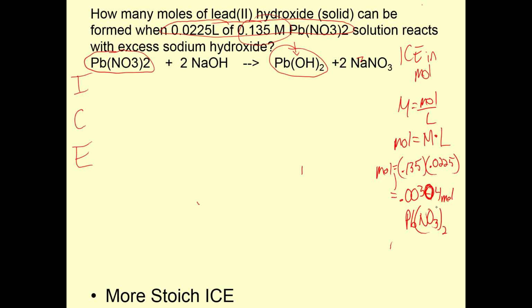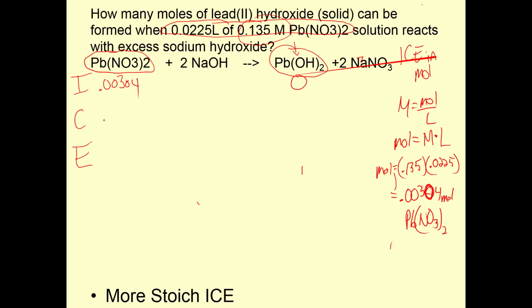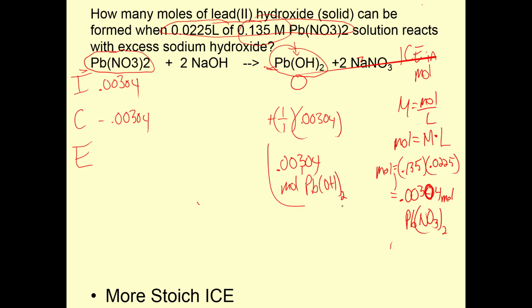So I'm doing my ICE diagram. I know my moles here are 0.00304. And the question says, how many moles of this guy? So this starts out as a 0. Minus 0.00304 for the reactant. This will be plus, notice my coefficients are the same, so plus 1 over 1, 0.00304. And I know that's going to be 0.00304 moles of lead hydroxide. Woohoo! That's it.